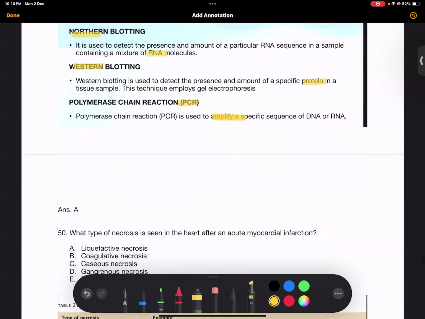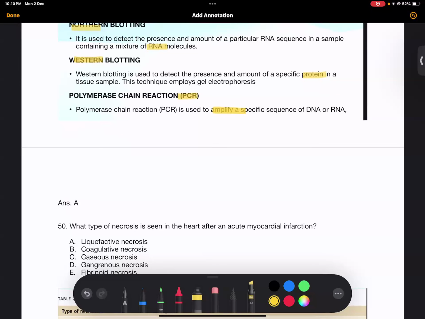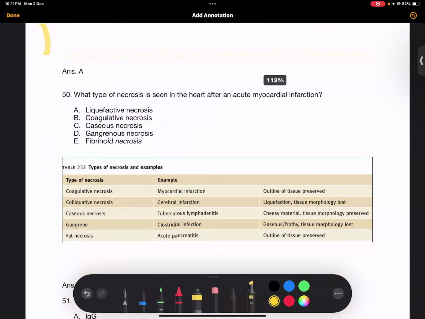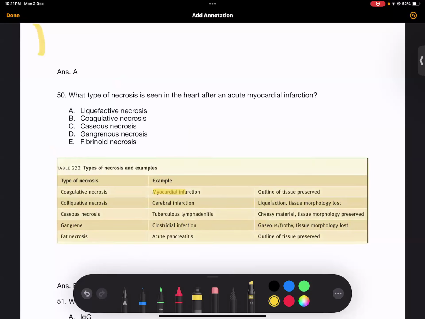So which type of necrosis is actually seen in heart after an MI? This table is very, very important. There are 5 types of necrosis we have discussed in pathology. After MI, it is actually organ specific. It is a coagulative necrosis. So coagulative in MI; if they're asking you about brain, it is liquefactive; caseous in tuberculosis; gangrene, clostridial; and fat necrosis in acute pancreatitis. So these 3 are very important: MI, cerebral, and fat necrosis.